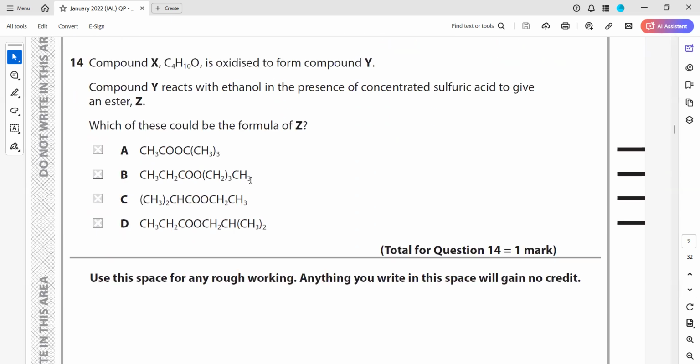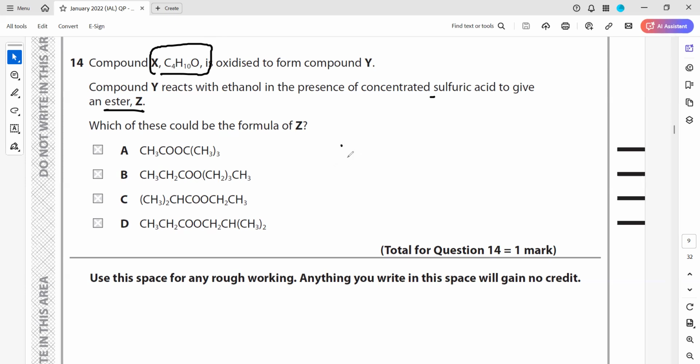Next is the compound X, which is C4H10O, is oxidized to form a compound Y. Compound Y reacts with ethanol in the presence of concentrated sulfuric acid to give ester Z. What could be the formula for ester Z? First thing, this is an alcohol. How do we identify it's an alcohol? Because only one oxygen is there.